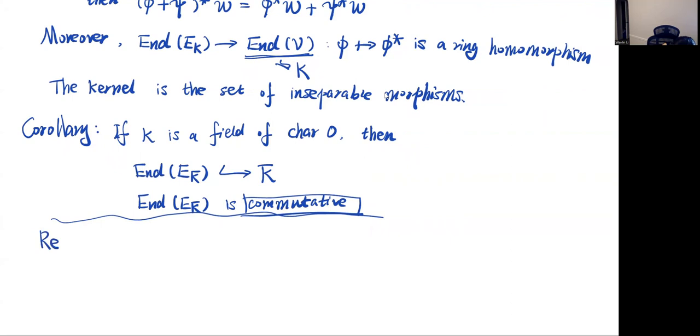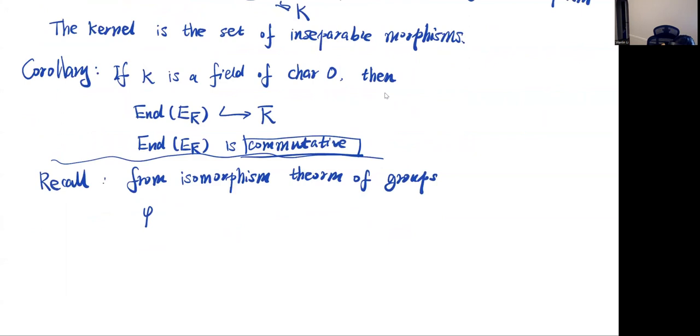So from the first isomorphism theorem of groups, which says that if I have any group homomorphism phi from a group G to a group H, I get that G mod out the kernel of phi is isomorphic to the image of phi, which will be a subgroup of H.